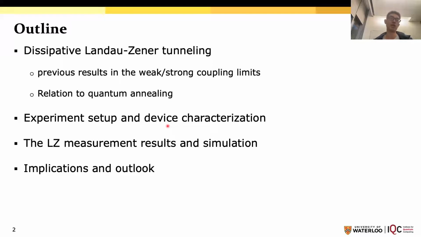And I'll also discuss briefly the relation between Landau Zener tunneling and quantum annealing. Then I'll talk about the experiment setup, our device, and how we characterize our device in order to perform the Landau Zener measurement. Then I'll discuss the measurement results and simulations to compare with the experiment data. And finally, I'll touch on the implications and the future steps.